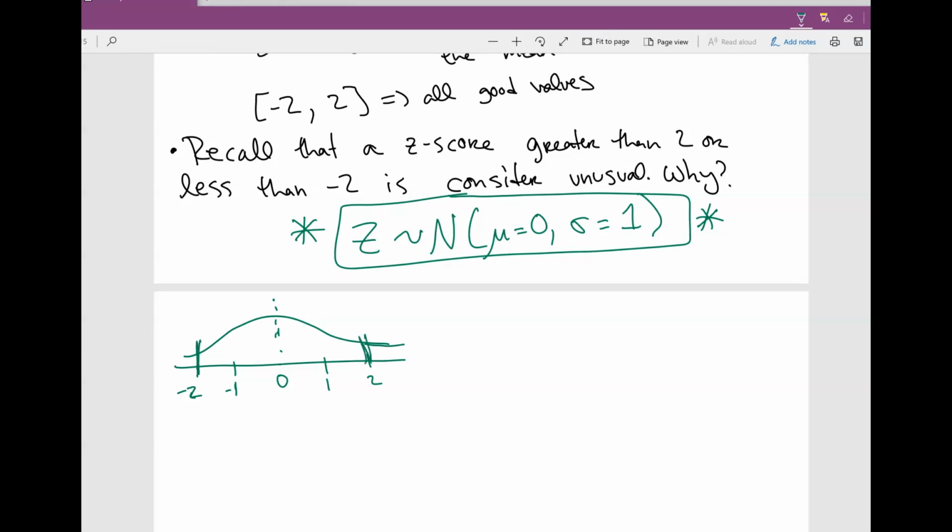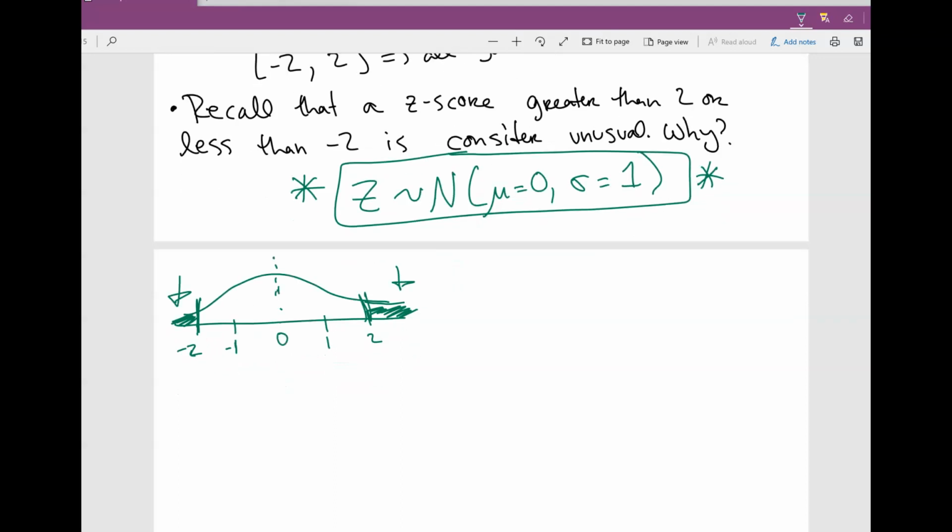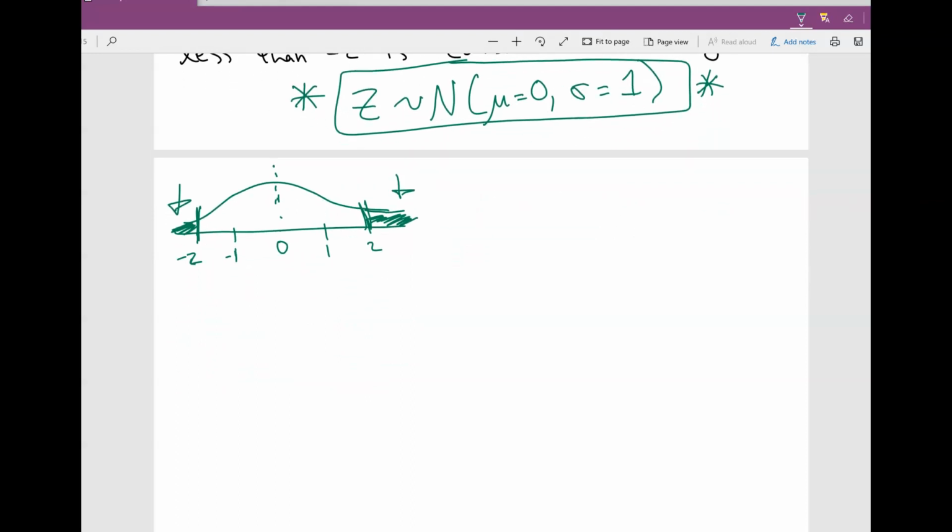So what we're going to try to figure out is what this probability is. I want to figure out what these probabilities are, to really prove to ourselves that these are unusual. So what we're going to be using is something called normalcdf.